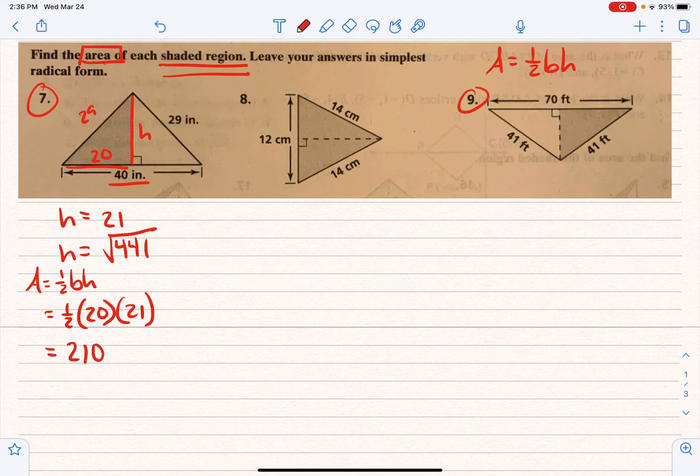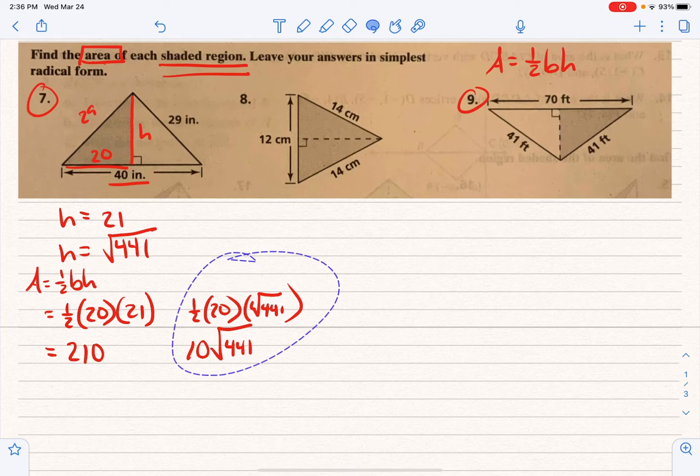Or you may have had 1/2 times 20 times the square root of 441. And I'd be okay with that. And so that would end up being 10 times the square root of 441. Not an ideal answer, but it's okay if that's what you got. All right, so no big deal.